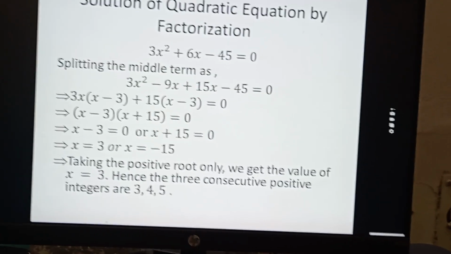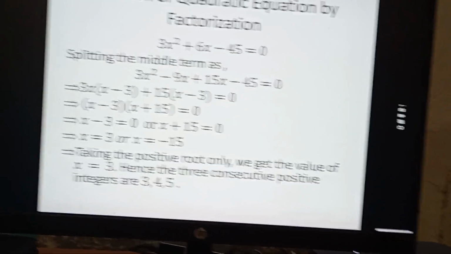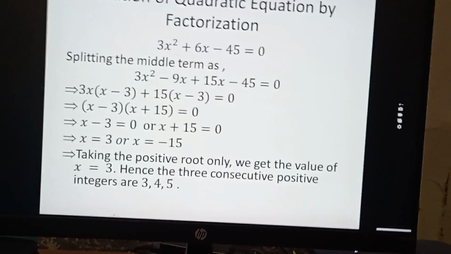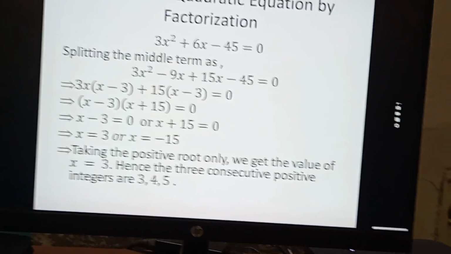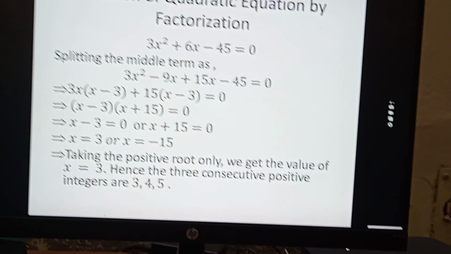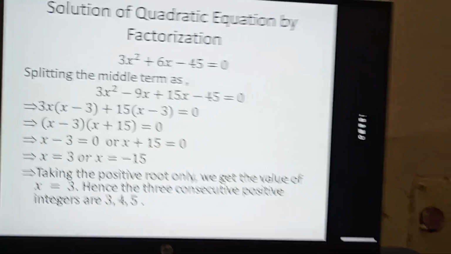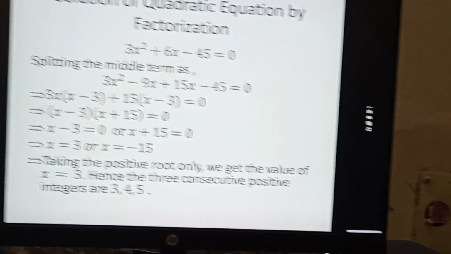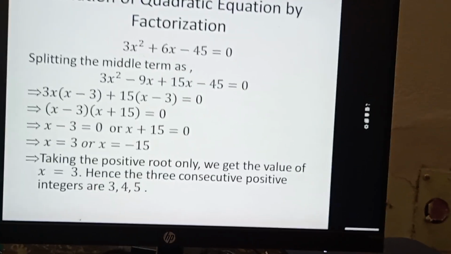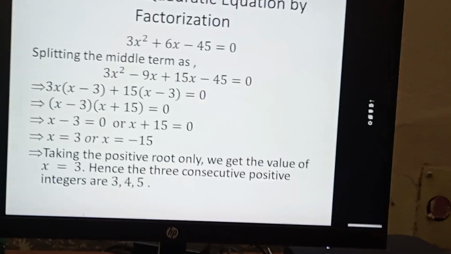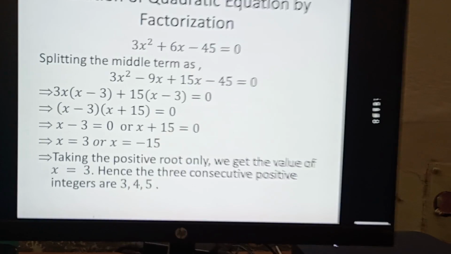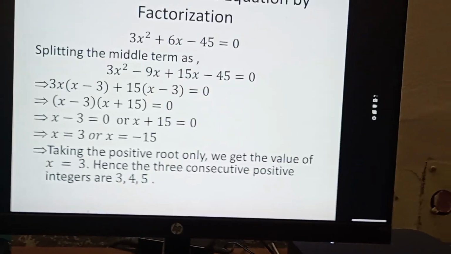Taking the positive root only. Since the negative root we are not going to take, it doesn't matter. We can directly give the positive root. We don't have to take the negative root at all. So taking the positive root only, we get the value as x is equal to 3. Hence, the three consecutive positive integers are 3, 4 and 5. This is what we get here.